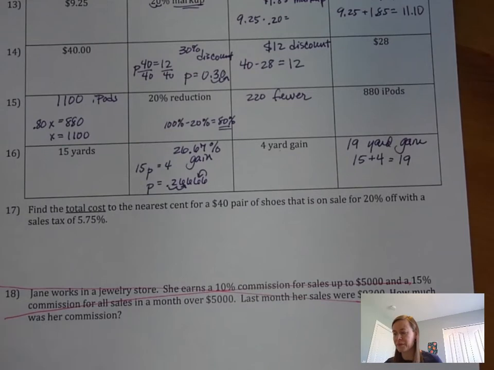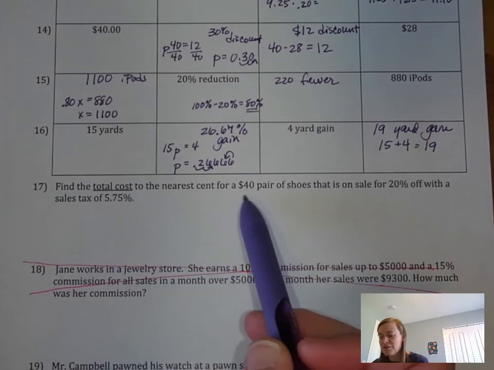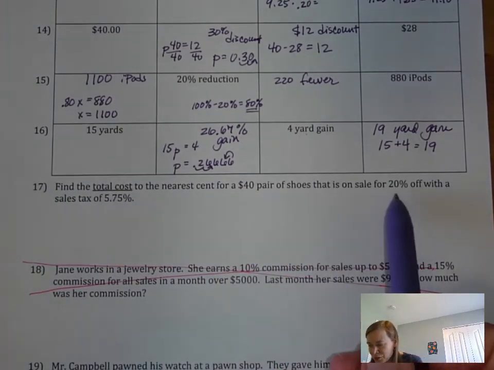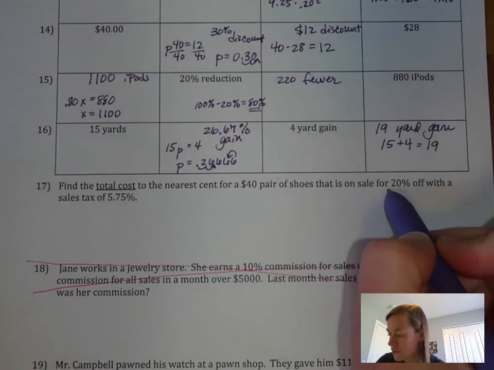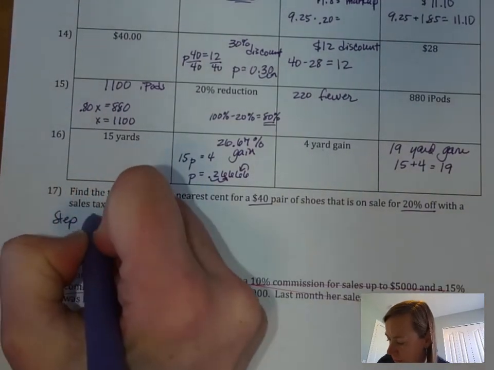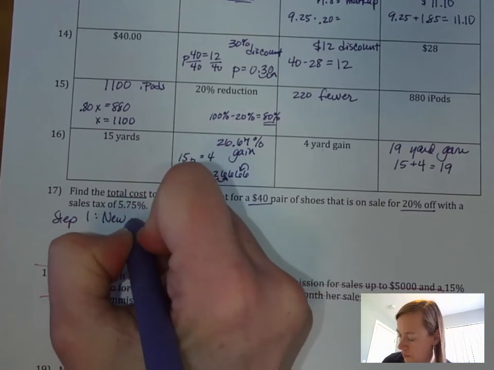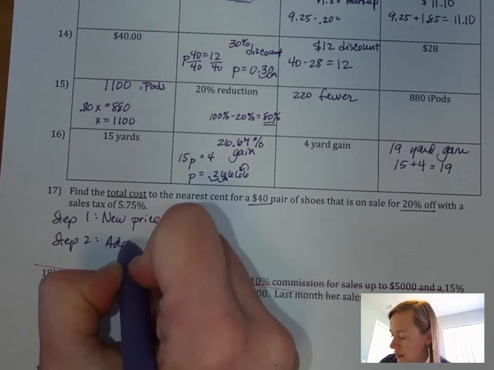Okay, cool. Let's do number 17. It says find the total cost to the nearest cent for a $40 pair of shoes that's on sale for 20% off with a final sales tax of 5.75%. Okay, let's talk about order first. What we want to do first is figure out the new price once you take 20% off. Step 1, find the new price with 20% off. Step 2, do the sales tax. So step 1, new price. Step 2, add sales tax.